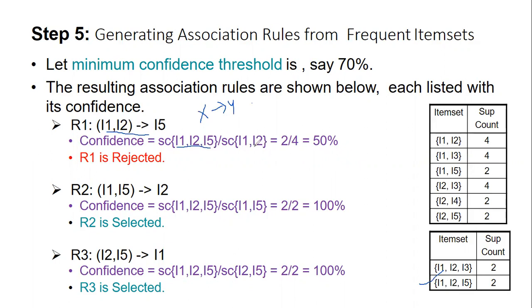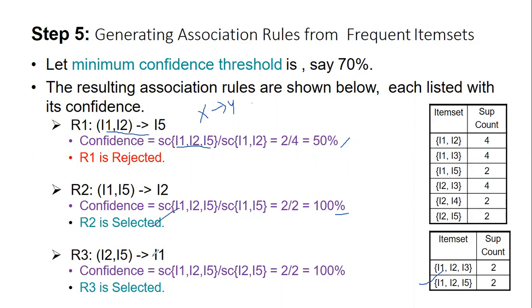So what is the support count I have given here? The support count of I1, I2, I5 is 2. The support count of I1, I2 is 4. 2 by 4 is equal to 50%. Is this 50% greater than or equal to 70%? No. So R1 is rejected. Similarly, I'll take all combinations of I1, I2, I5. So I1, I5 tends to I2. I'll get 100%. That means it is selected.